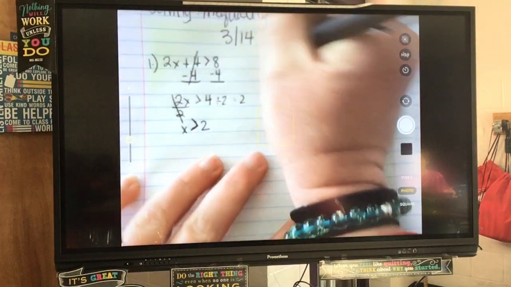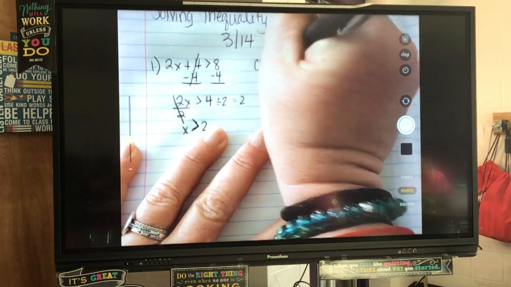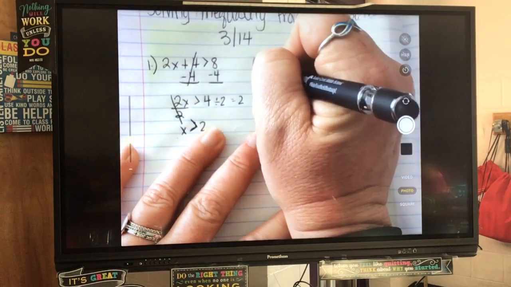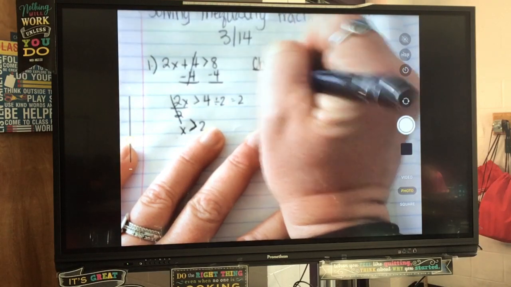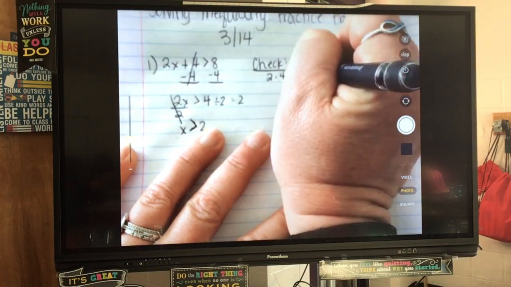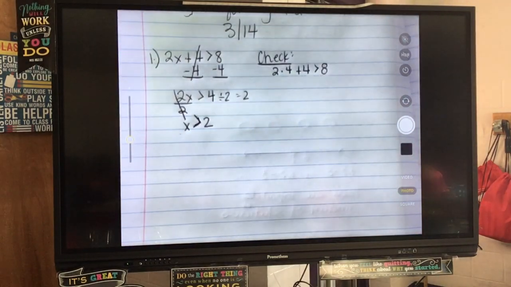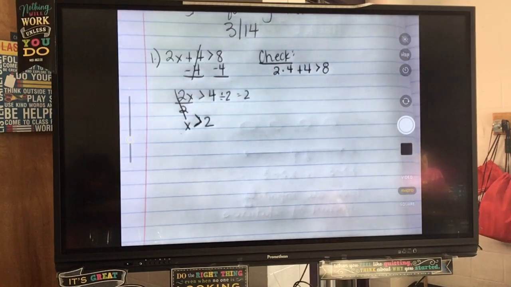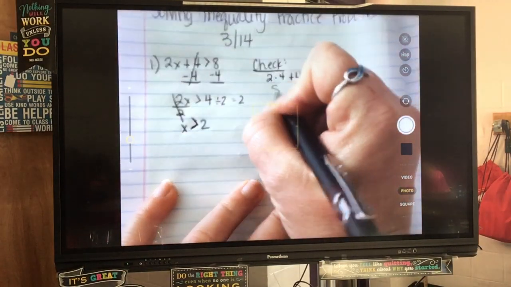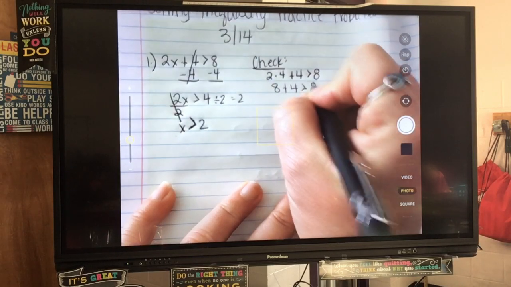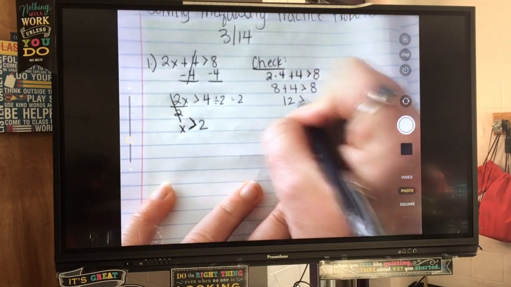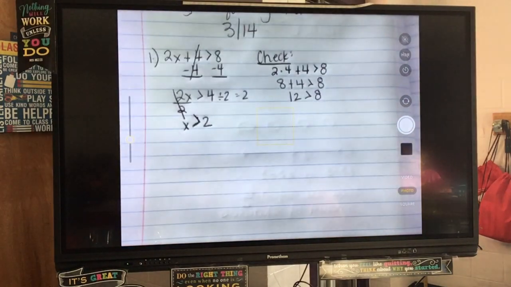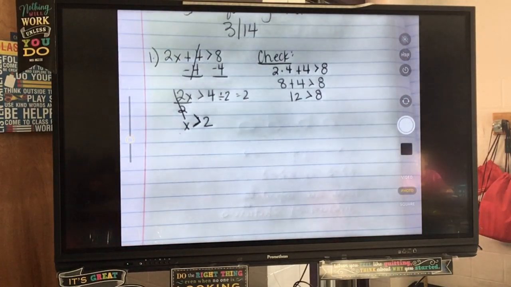4? All right, so this is going to be my check over here. And yes, you have to do a check. So I'm going to do 2 times 4 plus 4 is greater than 8. What operation do I do first? Sophia? So I'm going to do the 2 times 4 is 8 plus 4. So 8 plus 4 is 12. 12 is greater than 8. So I know that my number will work and it is true. So that is number 1.